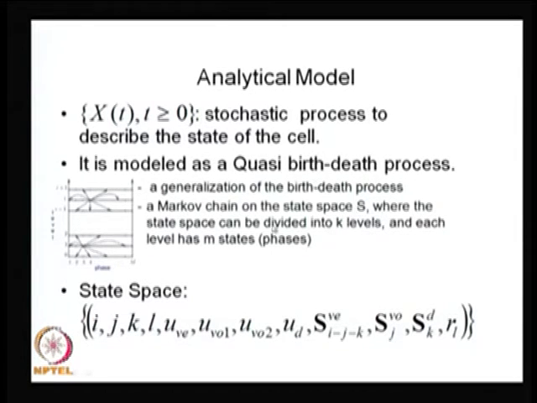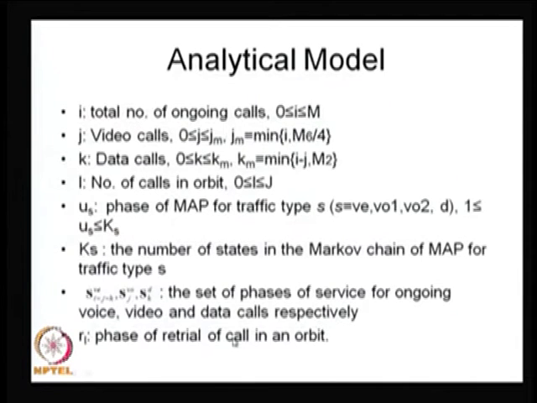Therefore, here the state space is divided into k levels, and each level has some finite number of states, not necessarily the same number. So, it is a generalization of birth death process. Accordingly, you have a state space with this type of vector, and you can study in detail in the particular paper how to obtain the performance measures. And here I am listing the meaning of i, j, k, l, and the meaning of the other suffixes, and the last one, RL, means the phase of retrial of calls in orbit.